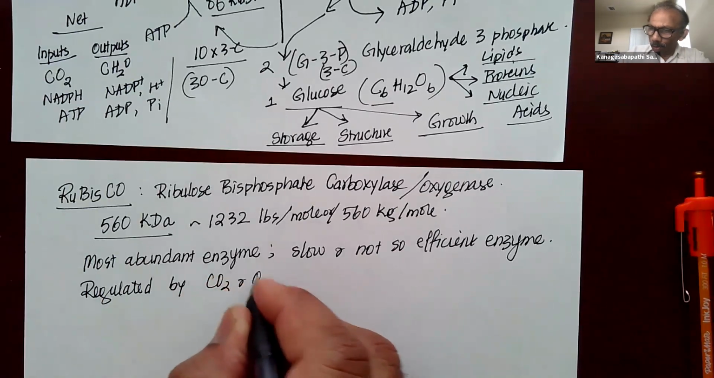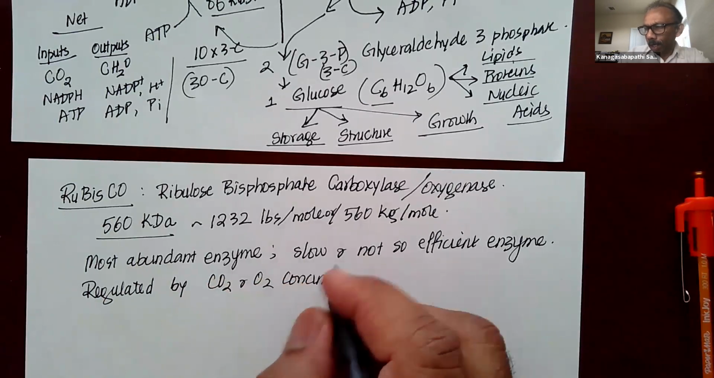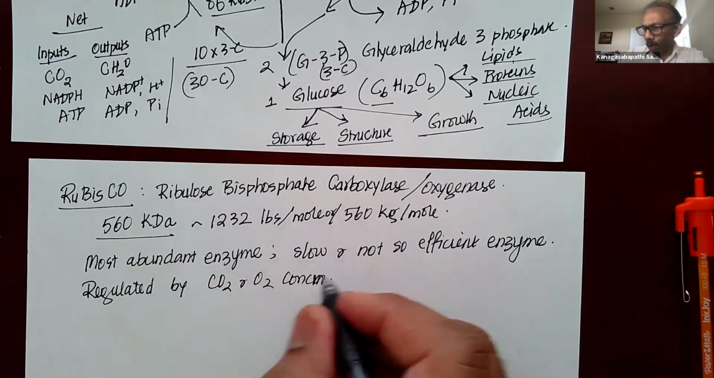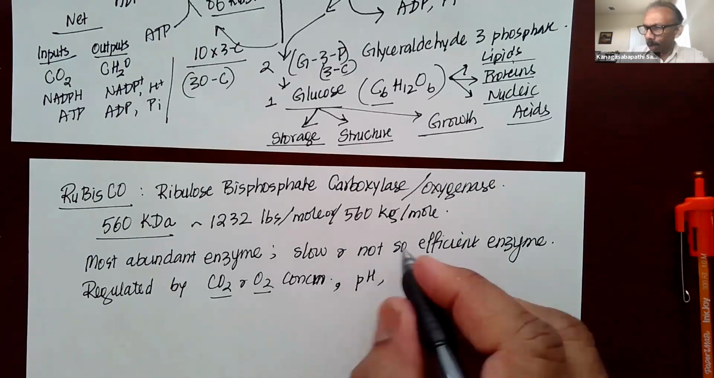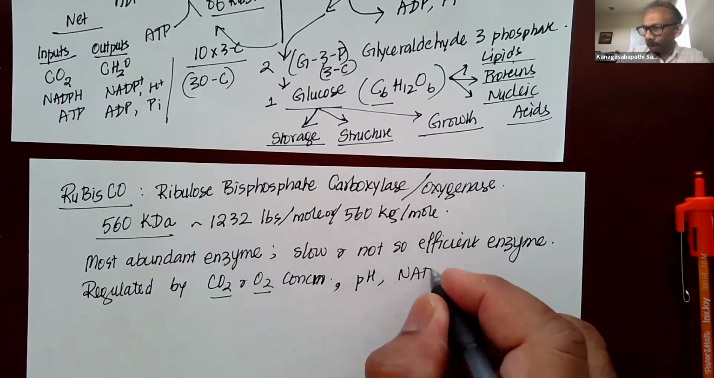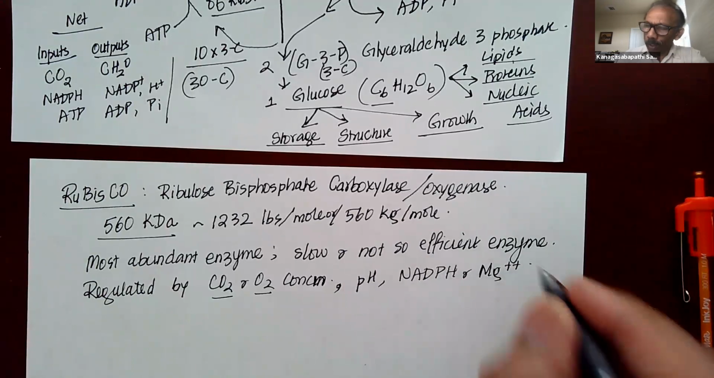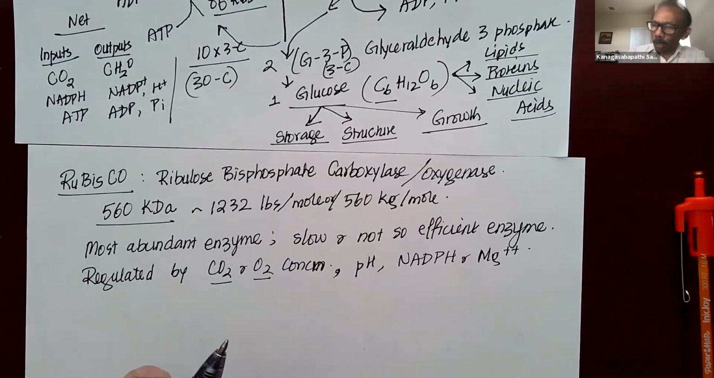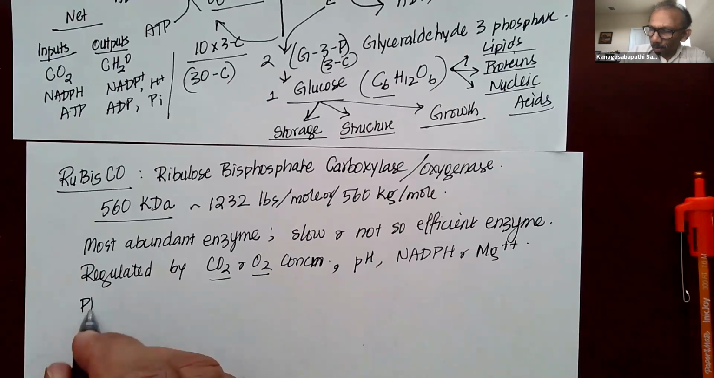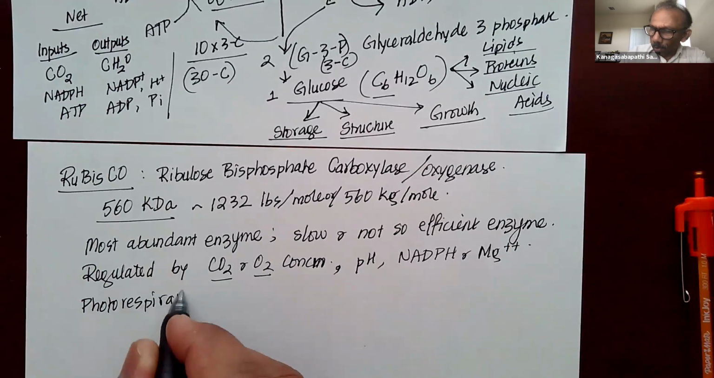It is regulated by CO2 and O2 concentration. Okay, these are substrates, and based on the concentration, they will go up or down. It is also regulated by pH, by NADPH, and by magnesium, which is a cofactor for this enzyme. But something to notice on this enzyme is a process called photorespiration. What is photorespiration?